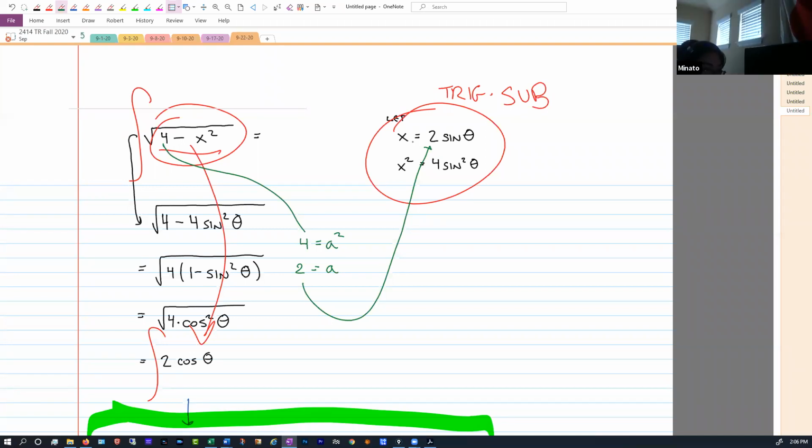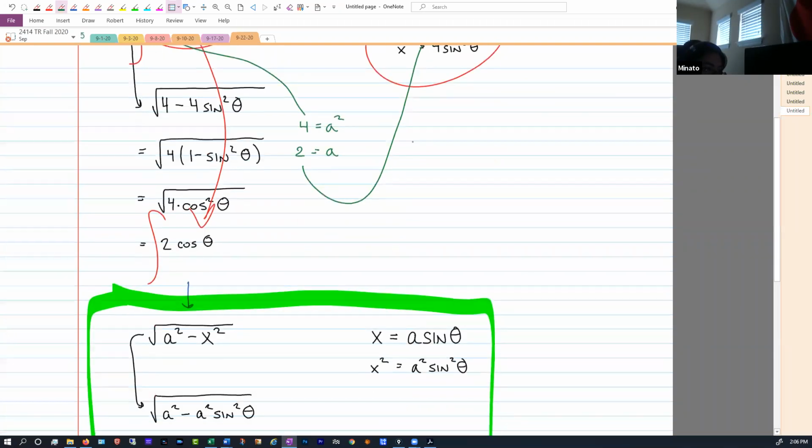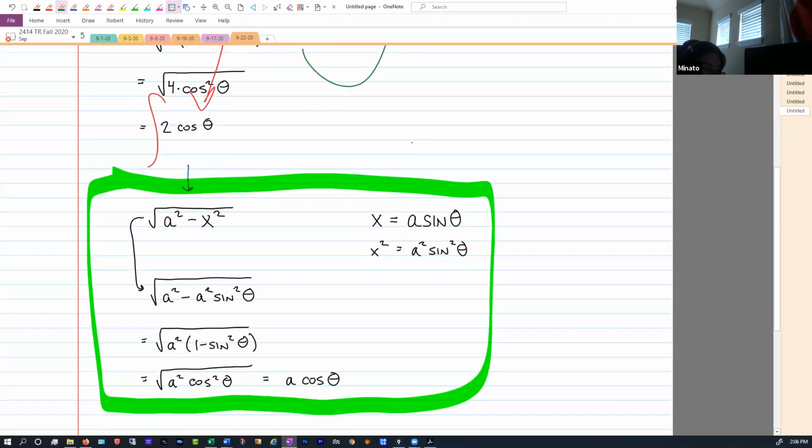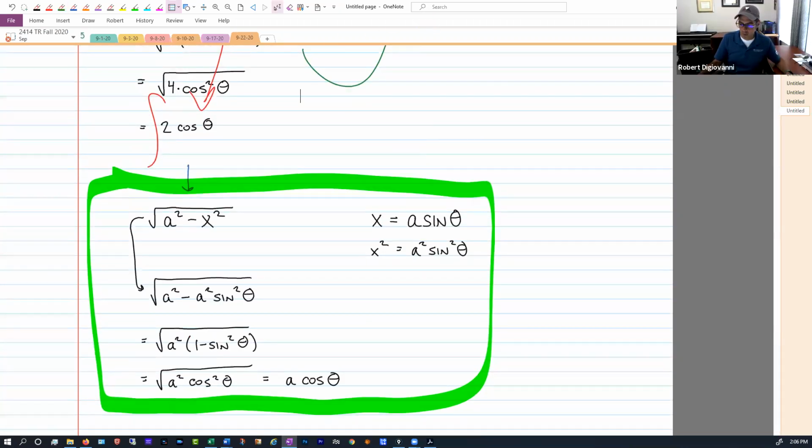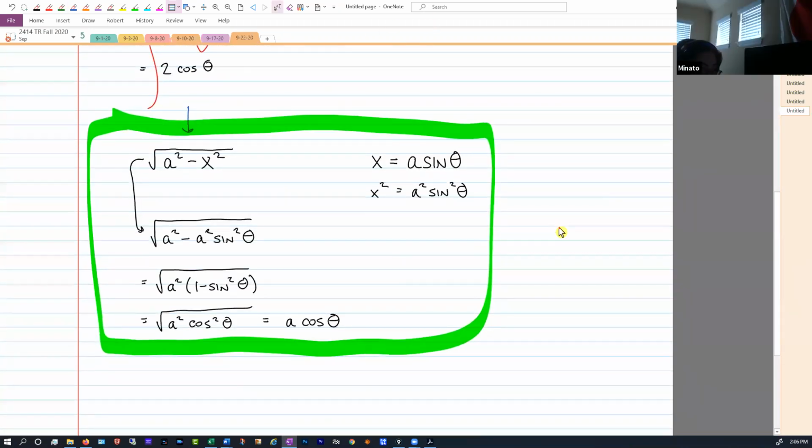Minato, so what if a is not a perfect square? Okay, let's see. Could we say that that is actually a and we could square it? Let me just do an example.